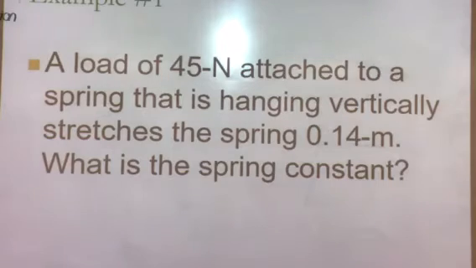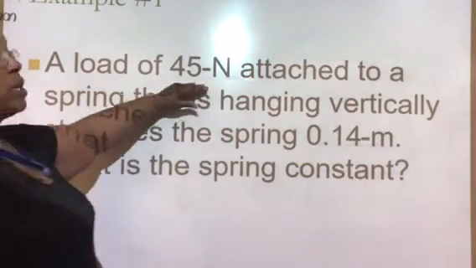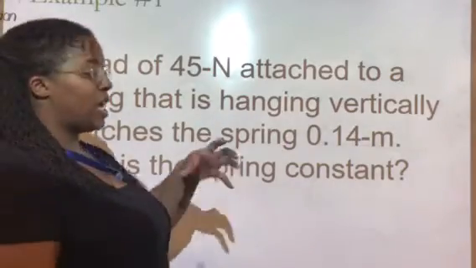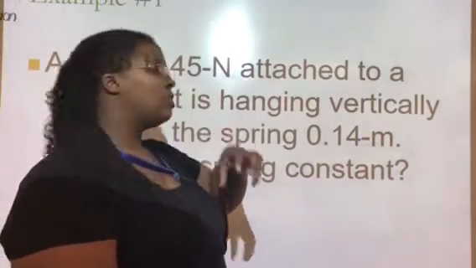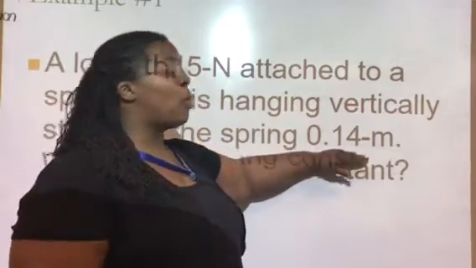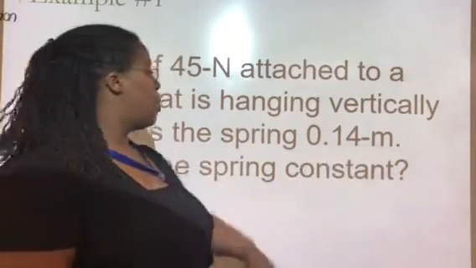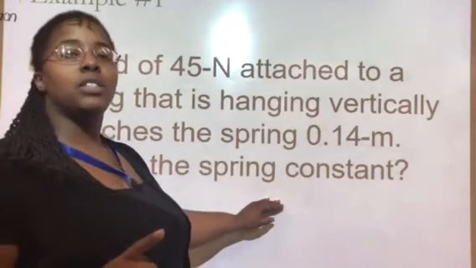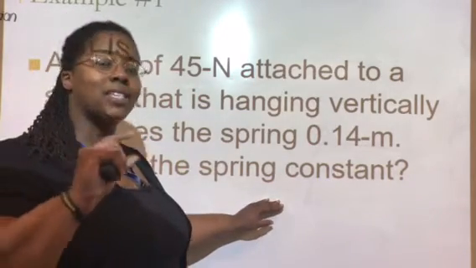So here's an example. We have a load of 45 newtons that is attached to a spring that is hanging vertically and stretches the spring 0.14 meters. What is the spring constant? So 45 newtons is your force. That number is familiar. The spring has been stretched. Kind of think of a Slinky. So it's been stretched 0.14 meters, and we're now looking for the spring constant. And remember that spring constant was represented by a lowercase k.